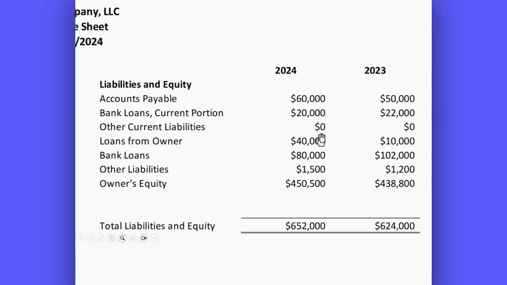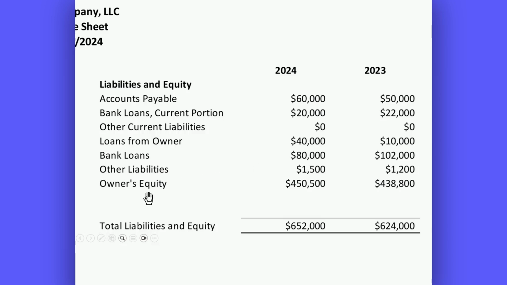You could have other current liabilities as well. And then something you will see quite frequently on smaller businesses is loans from owners. So sometimes the owner, instead of putting equity into the business, will loan money to the business. And if they do that, then that shows up on the business's balance sheet as a liability. And then you can have other liabilities.